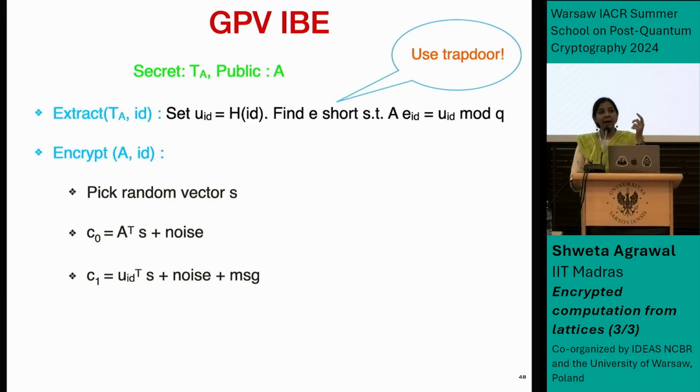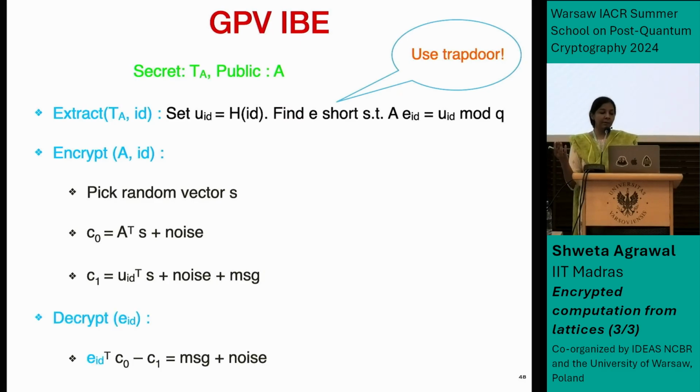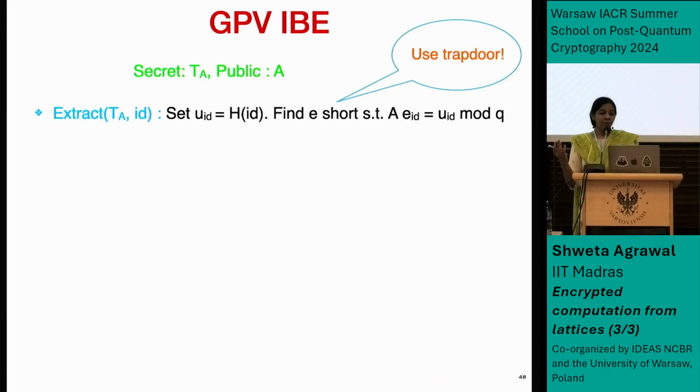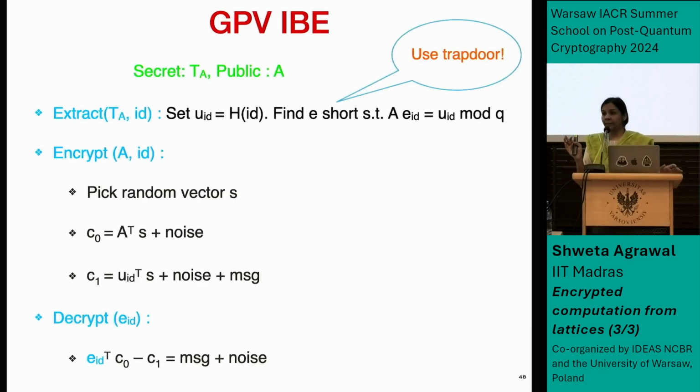Note already how the hash function has helped me here, because the extract algorithm and the encrypt algorithm could both compute UID without any communication. So it gave me a way to map ID to a vector U, which was public. So this is my encryption, and decryption is just as before. Is the scheme clear to everybody?